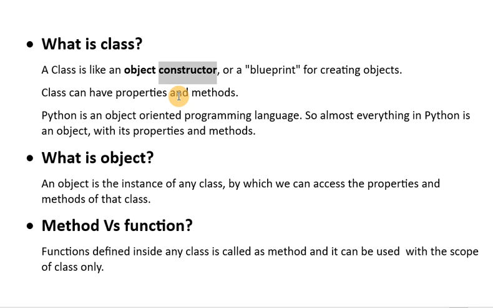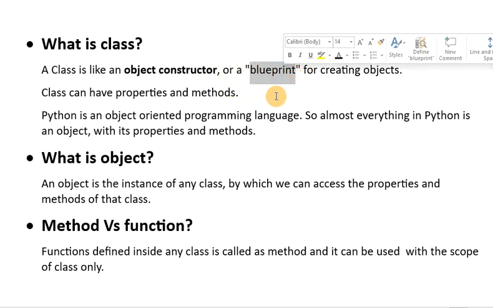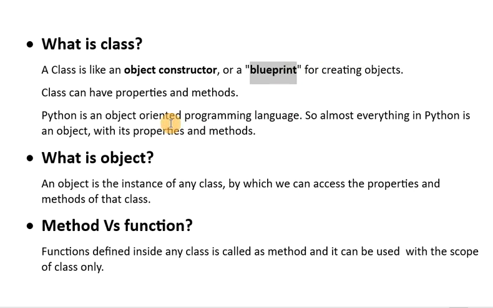It means we are going to construct or create the new object with the help of class. That is why class is known as the object constructor. And you can see here another name is more popular, that is blueprint. Why is it called the blueprint as well? So here we are going to understand why class is called the blueprint, the blueprint for creating the objects.